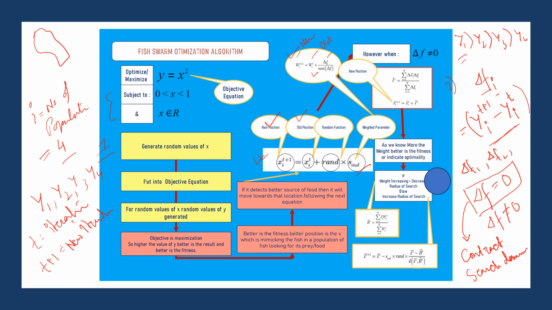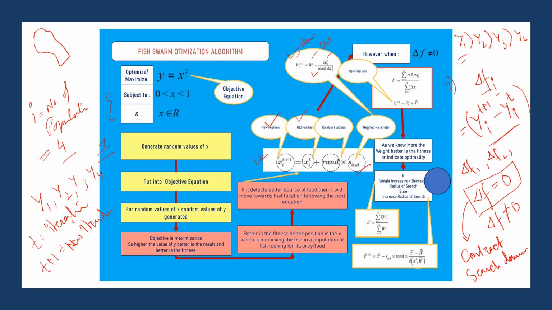I was just telling, I was incorrect. When del F equals 0, it is showing that no improvement is occurring. Then we have to expand the search domain to include new values of x's. Correct? So how to get these new values? This can be indicated by this one.